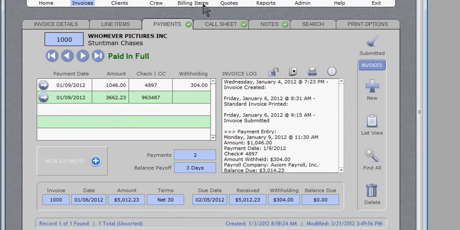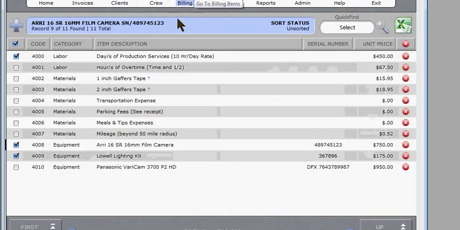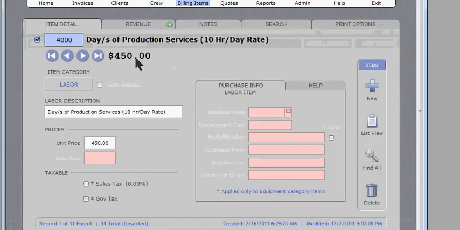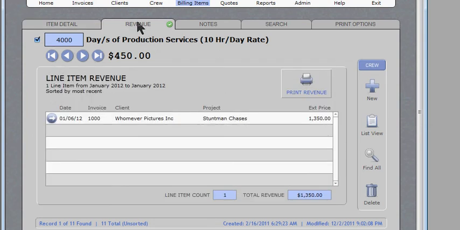So next I want to look at the billing items. Here's just to get a little bit more in depth. We did a lot of the billing. So you look at the days of production services again, and you see the unit price of 450 at $10 an hour as a day rate. You look at that revenue, and there's the client name with the project that equals that 1,350 as mentioned earlier.